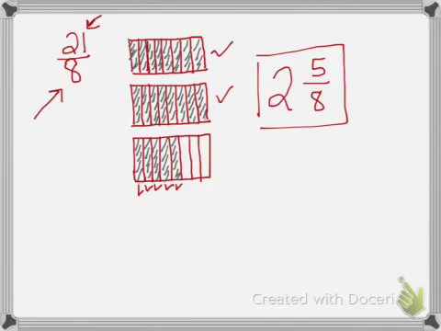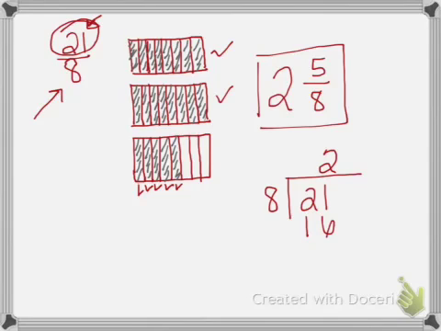Now, if you want to know how to do this using a quick procedure, the way that we do it is we divide the numerator by our denominator. So our dividend is 21, and our divisor is 8. 21 can be divided by 8 2 times, and 2 times 8 is 16, and 21 minus 16 is 5. So I have a remainder of 5, and what I do is I write my remainder as my numerator, and my divisor remains my denominator. So you see we get the exact same answer.